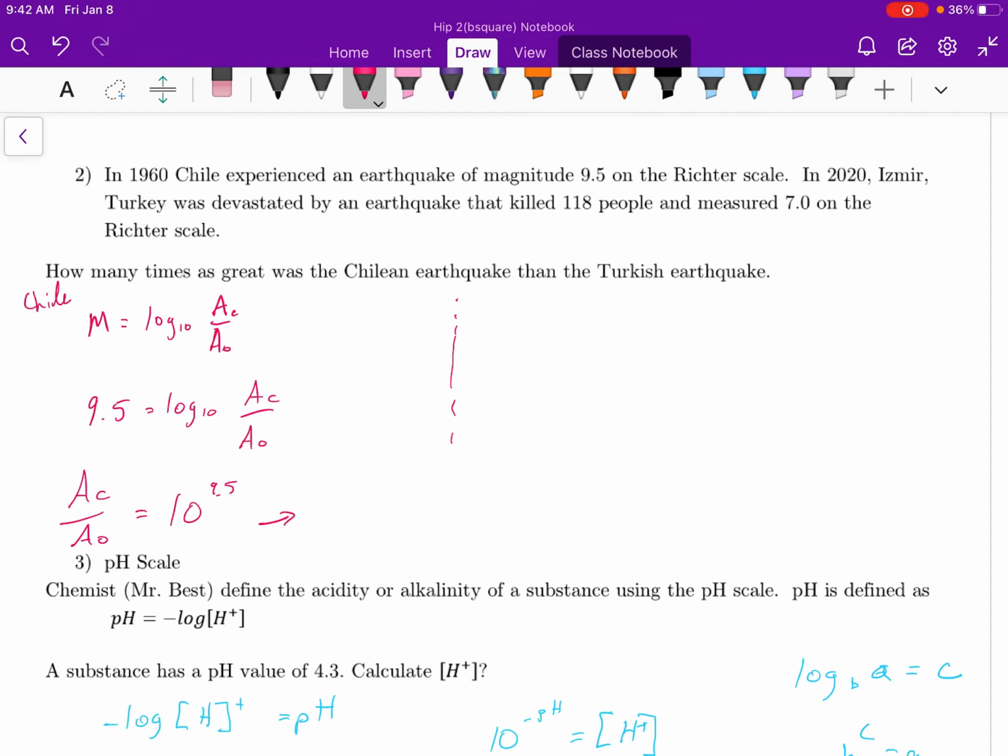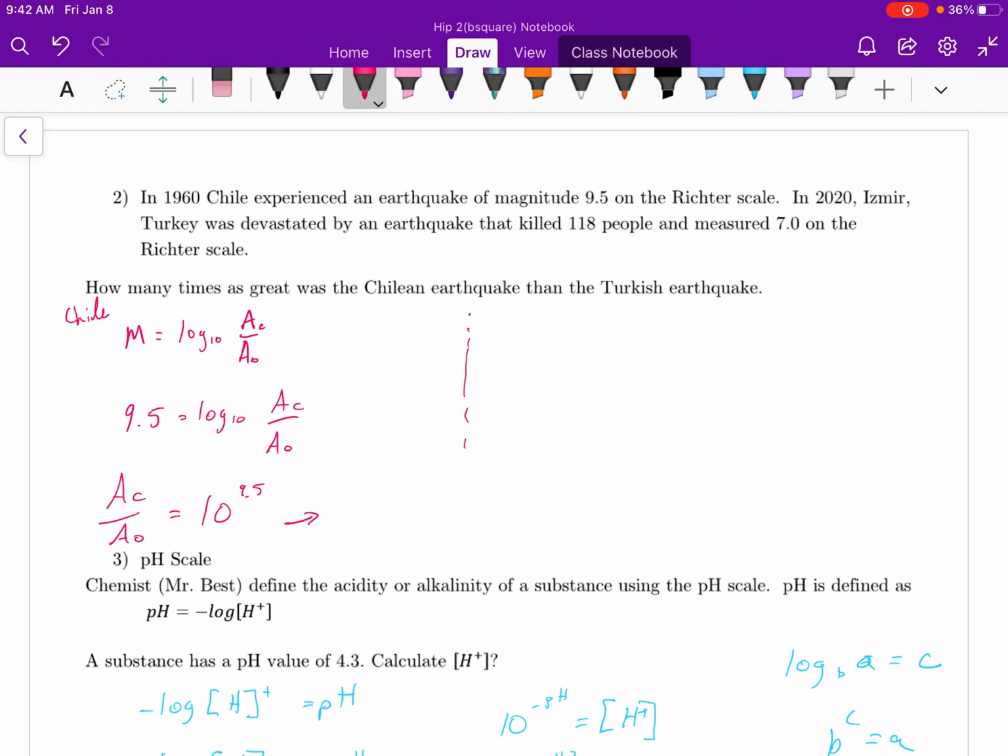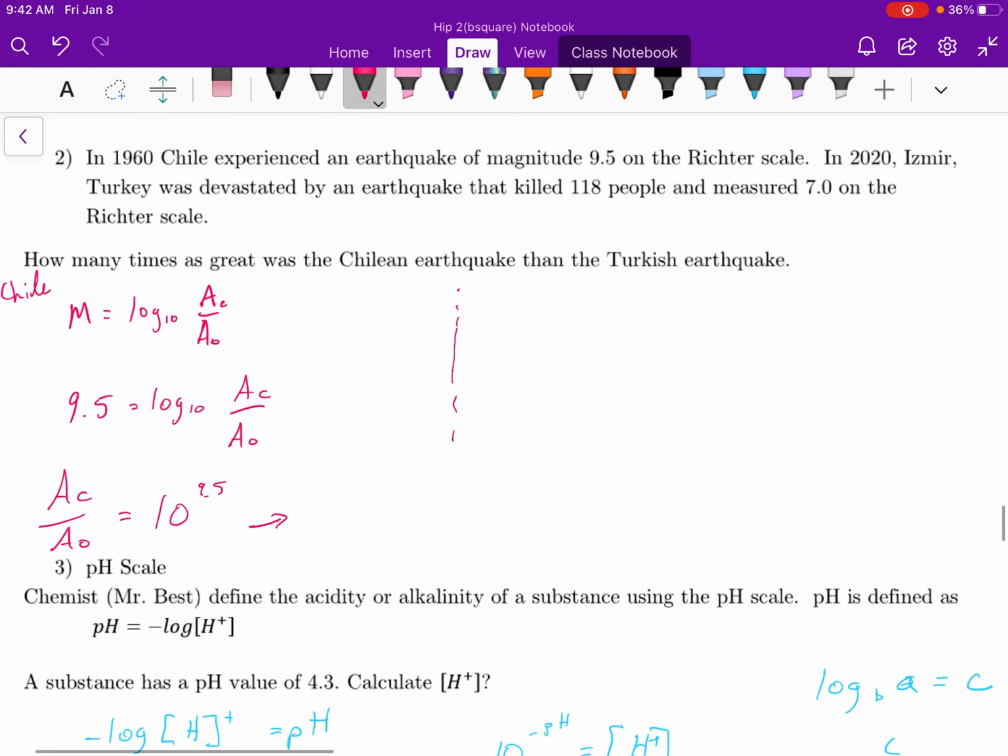So really, what I can see here is how much greater energy is the Chilean relative to some standard A naught. I'm going to multiply both sides of this equation here by A naught. So AC is going to be equal to A naught times 10 to the power of 9.5. And this doesn't have very much use so far.